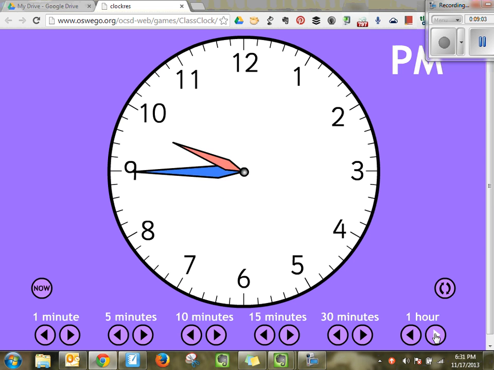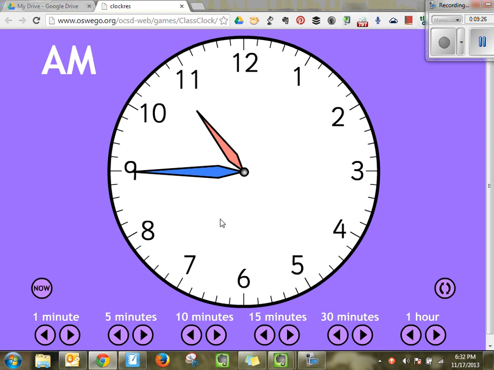Okay, so let's try another one. This would be quarter to 1. This would be quarter to 4. This would be quarter to 12. This would be quarter to 6. Last one. This would be quarter to 11.